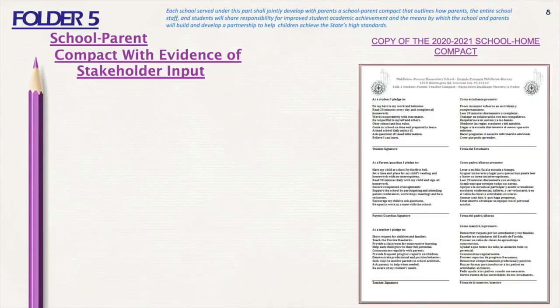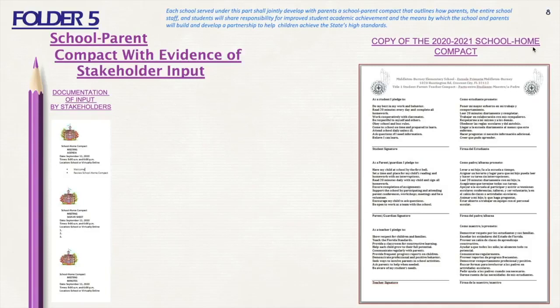This is a good example. This is Middleton Bernie's. They have English on one side and Spanish on the other, so they've met the home language requirement on one document. Then documentation of stakeholder input is also a meeting where this school parent compact is on the agenda. It doesn't have to be a separate meeting.